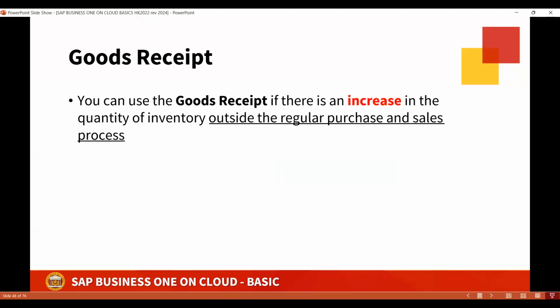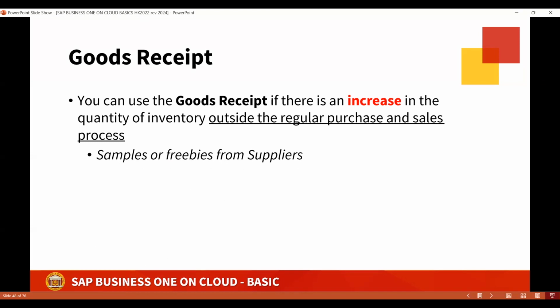In SAP Business One, we use goods receipt if there is an increase in the quantity of inventory outside the regular purchase and sales process. We know that when using purchase and sales, we can increase the level of our inventory, and that depends on who is doing the transaction. The increase in inventory using the goods receipt can be of the following kinds.